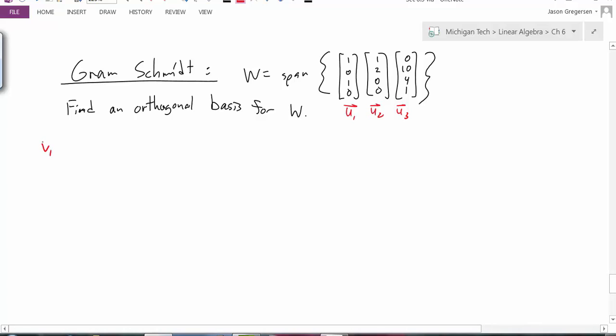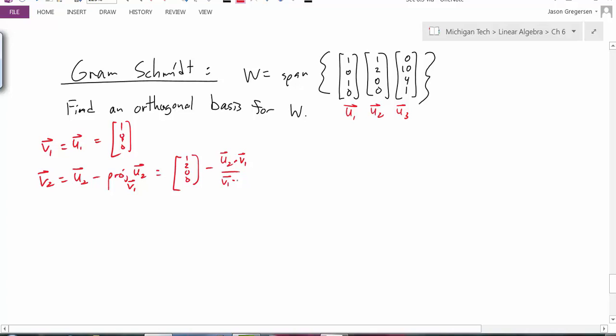We'll start off. v1 is just equal to u1. That's our first vector. v2 should be equal to u2 minus the projection of u2 onto v1. So this is u2, which is 1, 2, 0, 0, minus, and here's our definition of a projection again, u2 dot v1 over v1 dot v1 times our vector v1.